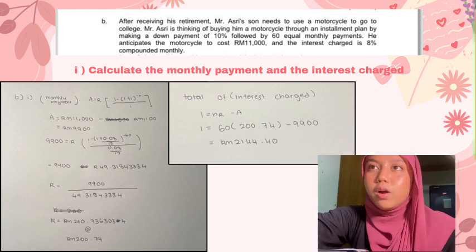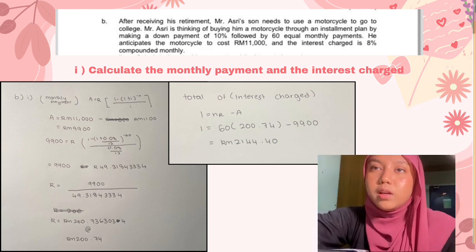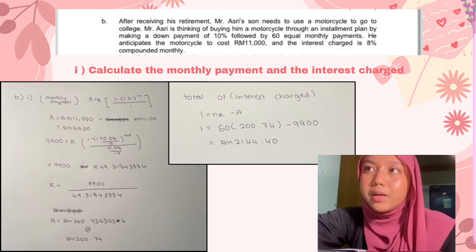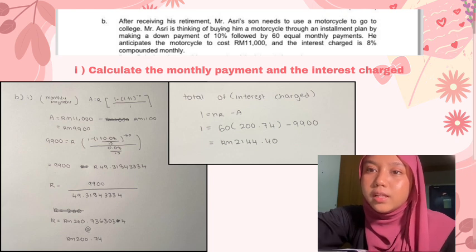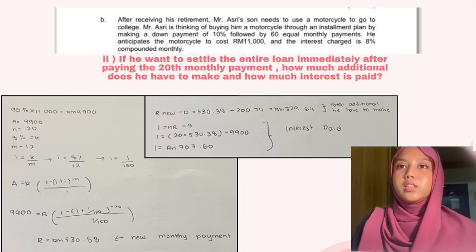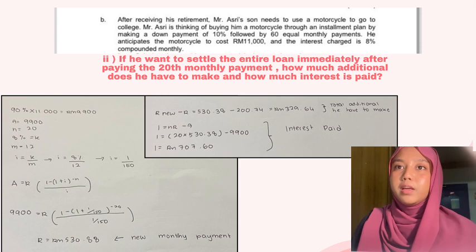To find the total interest charge, we use the formula I equals nR minus A. So I equals 60 times 200.74 minus 9,900. So the interest charge is 2,144 ringgit 40 cents. For question B2, the question is, if he wants to settle the entire loan immediately after paying the 23rd monthly payment, how much additional does he have to pay and how much interest is paid?